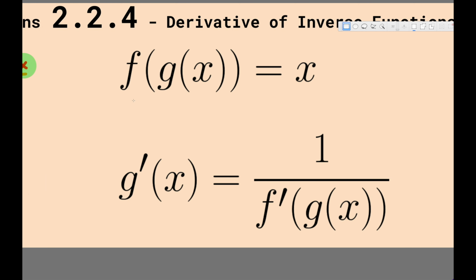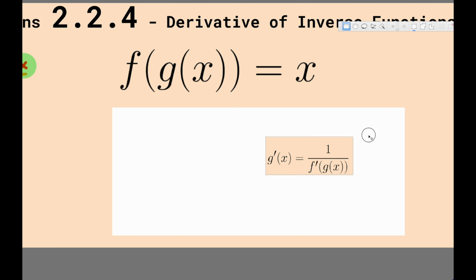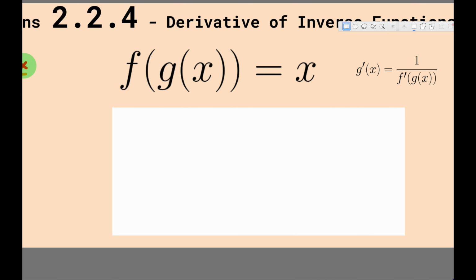And to show you that, I'm going to delete this and shrink this down and put it off to the side here. I'm going to show you where this comes from using chain rule. It's kind of good practice to use chain rule. So what we're going to do here is the derivative of both sides. So the derivative of this side, and then the derivative of this side here.